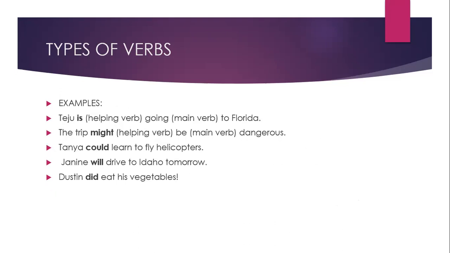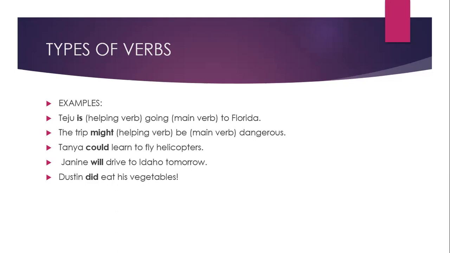And like I said, auxiliary verbs cannot stand on their own. They usually come along with the main verb. So here are some examples of auxiliary verbs or helping verbs. Teju is, so is here is a helping verb. The main verb is going. Okay. So Teju is going to Florida. So is the auxiliary verb. Going is the main verb. The trip might be dangerous. Be is the main verb. Might is the helping verb. Tanya could learn to fly helicopters. Here, could is a helping verb. The main verb is learn.